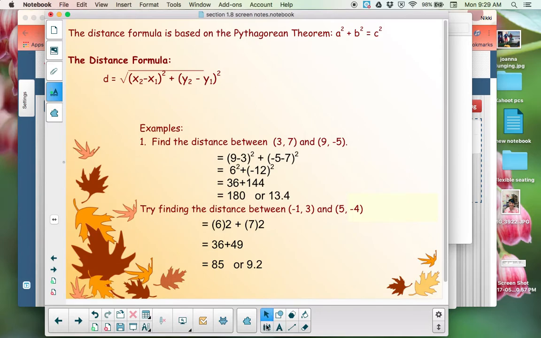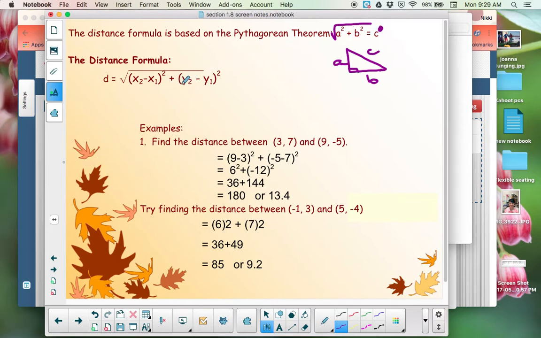So if you have a right triangle, we know that if this is A and this is B and this is C, the length here squared plus the length here squared has to be equal to the length here squared. The distance formula is based on that. If I wanted to find just C, I'd have to take the square root. I'd have to unsquare the C by taking the square root.